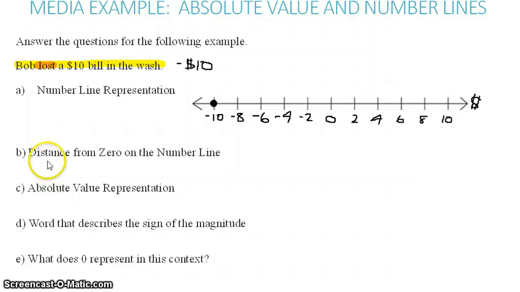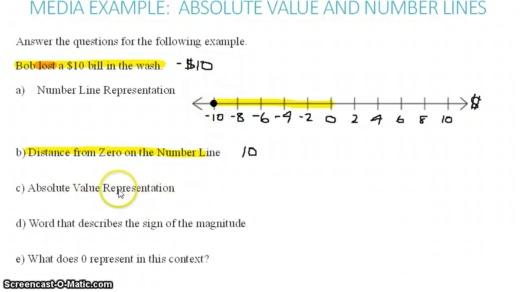Now the next question asks us the distance from 0 on the number line. So here we are at 0. Our distance from 0 is how far the number negative 10 is from 0. And when we think of distance, we are always going to think of positive distances. So our distance from 0 is 10. Negative 10 is 10 units away from 0. Even though these are scaled by 2, each one represents 2, so it's 2, 4, 6, 8, 10 away.